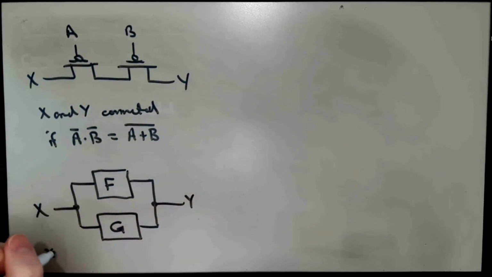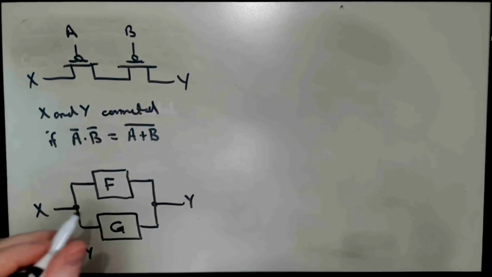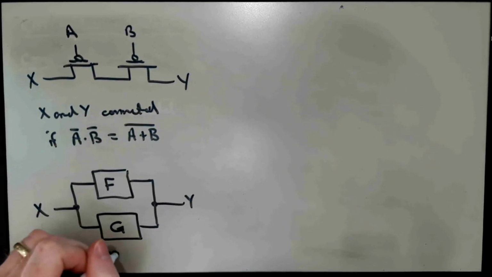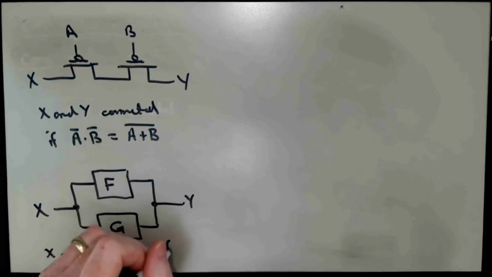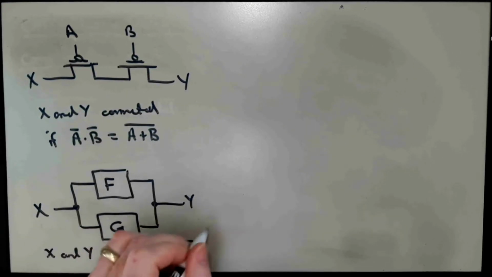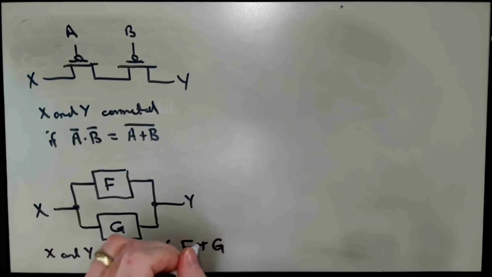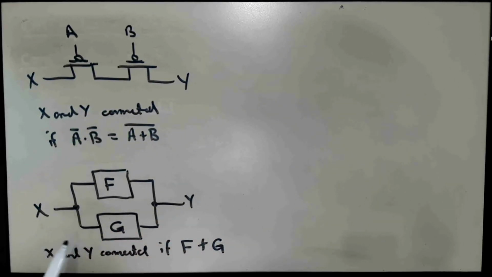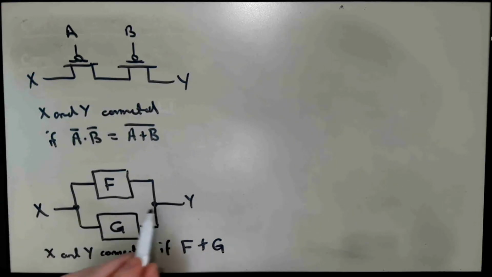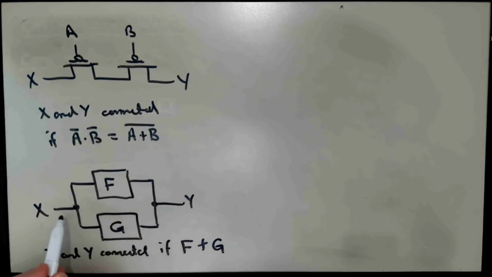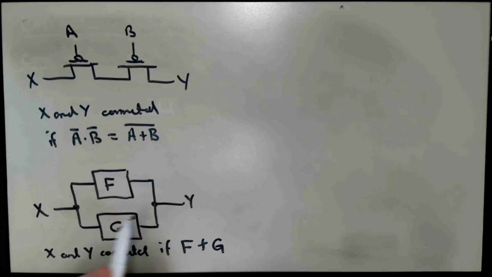and we connect these two networks in parallel with each other. Here X and Y will be connected if F or G. Because if F is true, then I get conduction through the F network. If G is true, I get conduction through the G network. And if F is true and G is true, I get conduction through both networks. And so that corresponds in terms of conduction conditions to F or G.